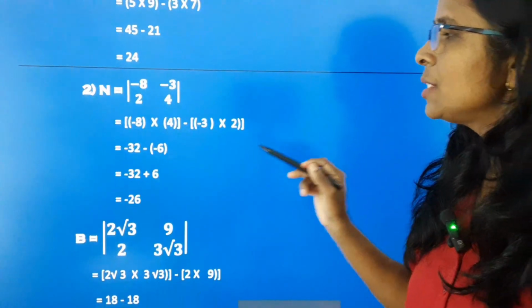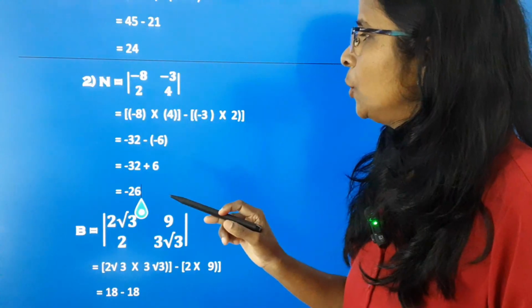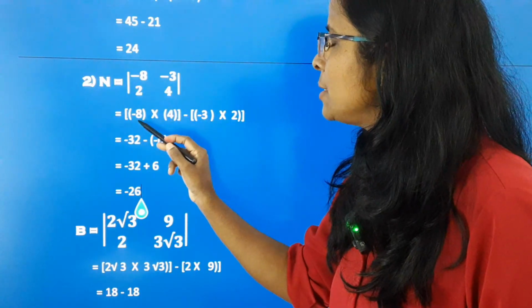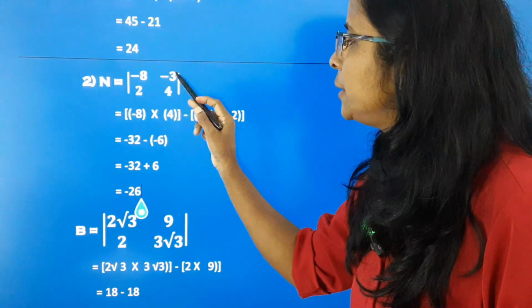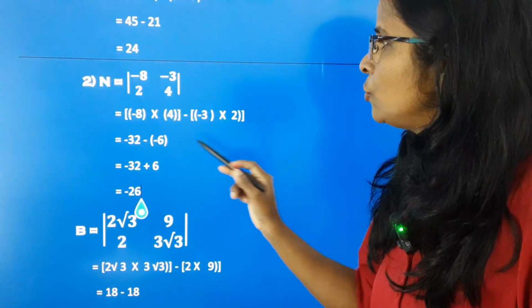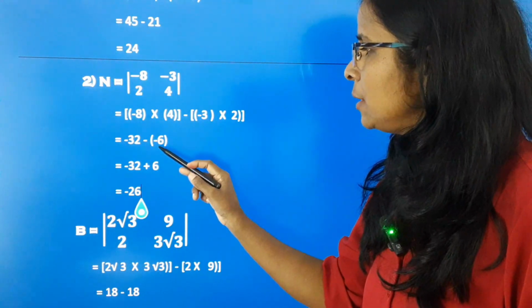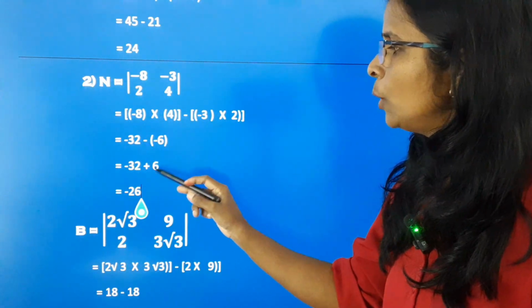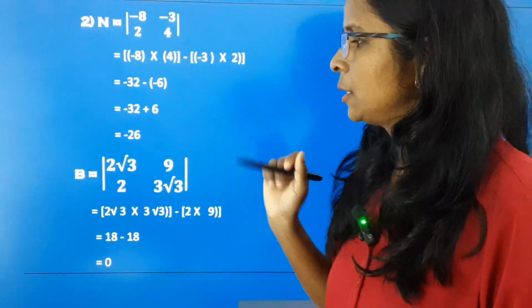Second example, students, A is equal to minus 8, minus 3, 2, 4. So cross multiply here: minus 8 multiply 4, minus of minus 3 multiply 2. So minus 32 minus of minus 6, that means minus 32 plus 6, which is equal to minus 26.